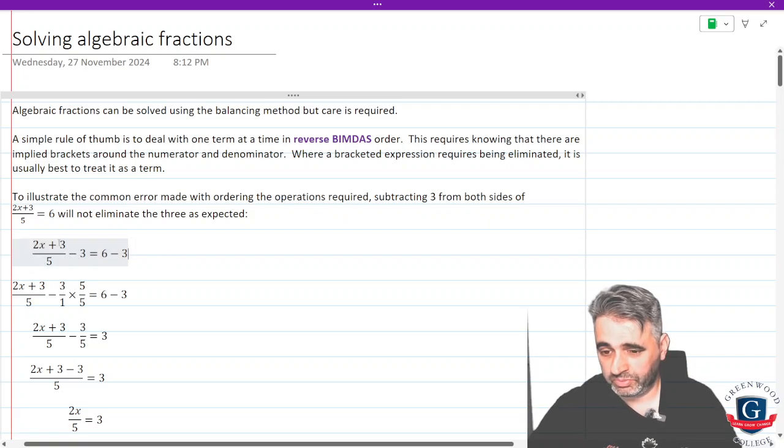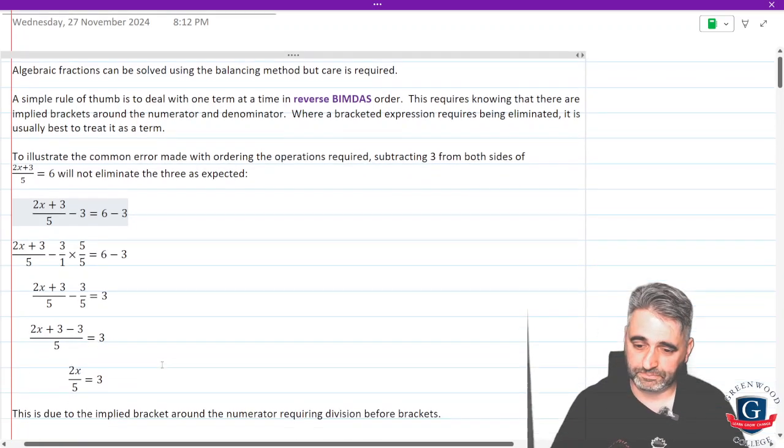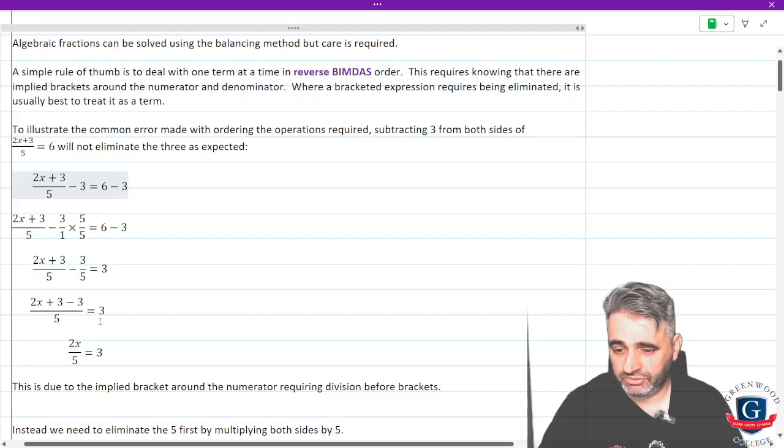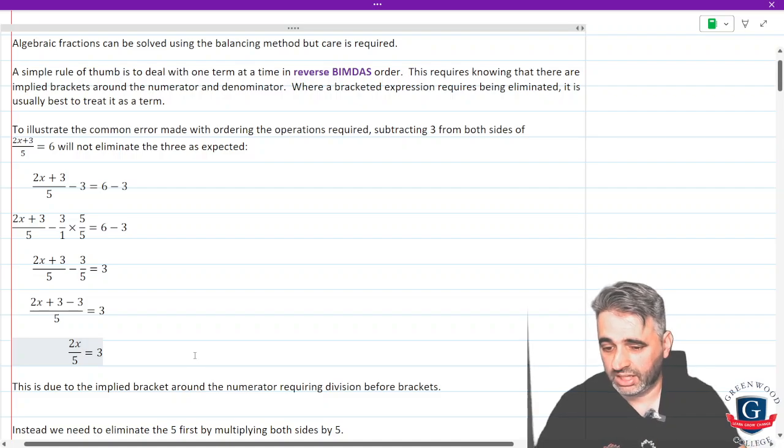Now, we wouldn't be able to go 3 take 3 because this is actually 3/5. So we're going to have to convert this to fifths first. To do that, we're going to multiply by 5 on 5. And now we've got 2x plus 3 on 5, take 3 on 5. The denominators are the same, so we can subtract the numerators as per arithmetic. And lo and behold, we end up eliminating the 3 as we desired.